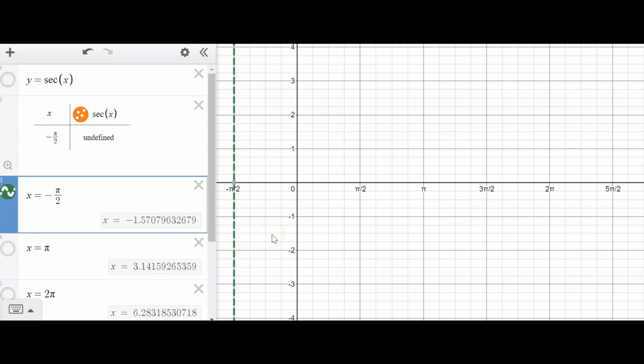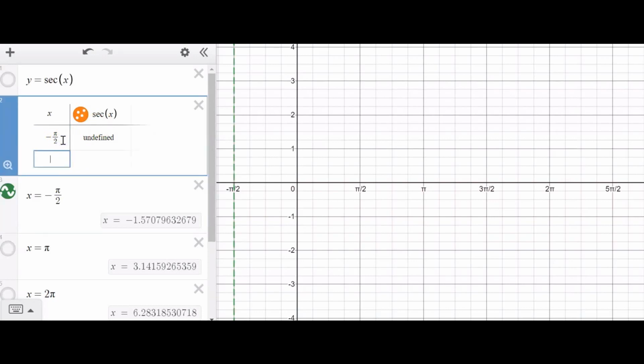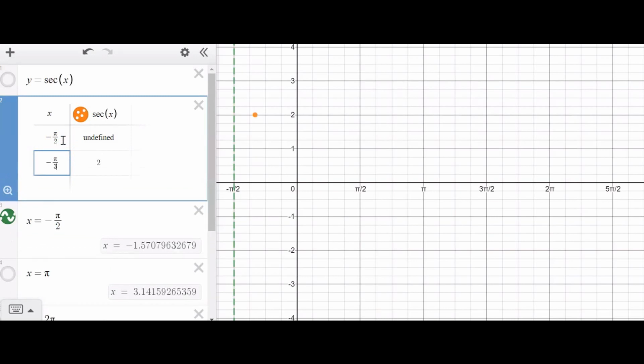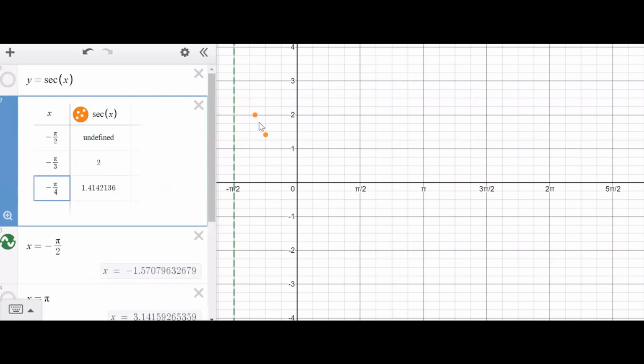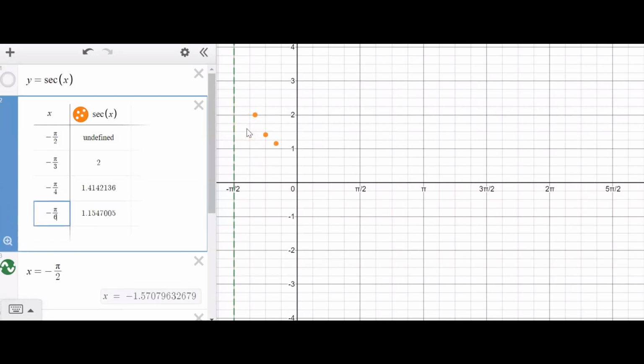Now remember, secant of x is related to cosine, okay? It's 1 over cosine. And so now we're going to go to, from negative pi over 2, we're going to go to negative pi over 3. And you can see this is our point up here at 2, okay? And then we're going to go to negative pi over 4, and we're at square root of 2, which is 1.4142. And then we'll go to negative pi over 6, which is going to give us 2 square root of 3 over 3, which is the same thing as 1.1547. And so you can see a nice curve here.